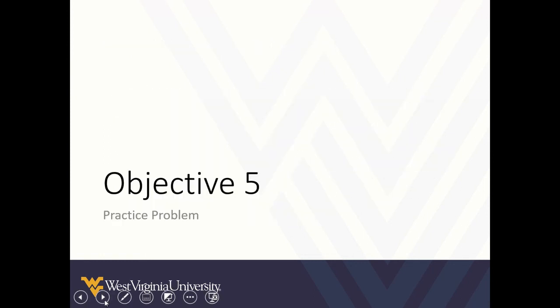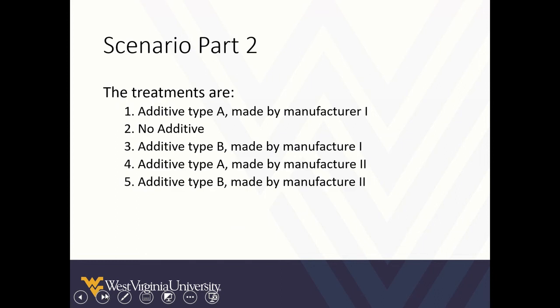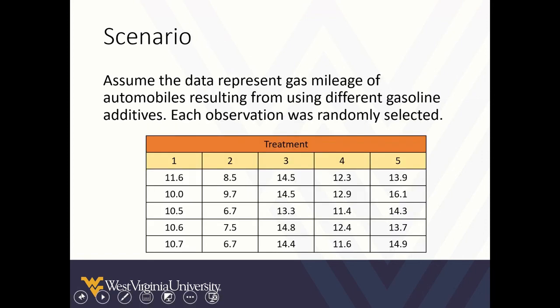And so this brings us to our final objective, which is to complete a practice problem start to finish for our ANOVA process. Let us look at a scenario. The data set came from the book, but I did manipulate it a little bit. Assume the data represents gas mileage of automobiles resulting from different gasoline additives, and assume that each observation was randomly selected. The second part of the scenario to know is that we had 5 treatments.